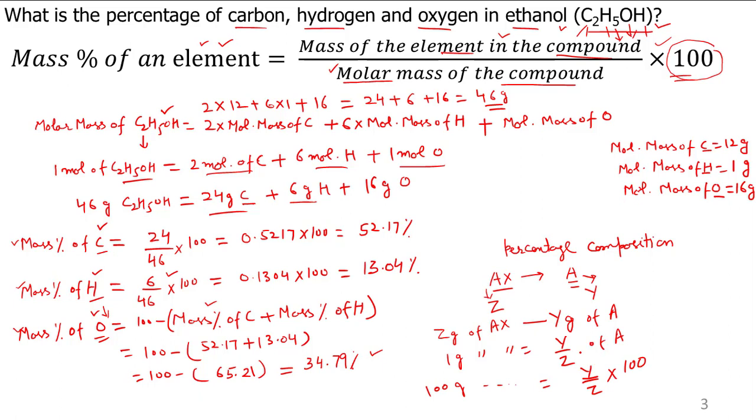So what is Y? Y was molar mass of the element, so it is mass of element divided by what was Z? Z was molar mass of compound. So Y divided by Z into 100. So that is how this formula is derived. It is quite easy. So remember, whenever percentage is written, it means out of 100. That is the meaning of percent. So that is how we calculate percentage.